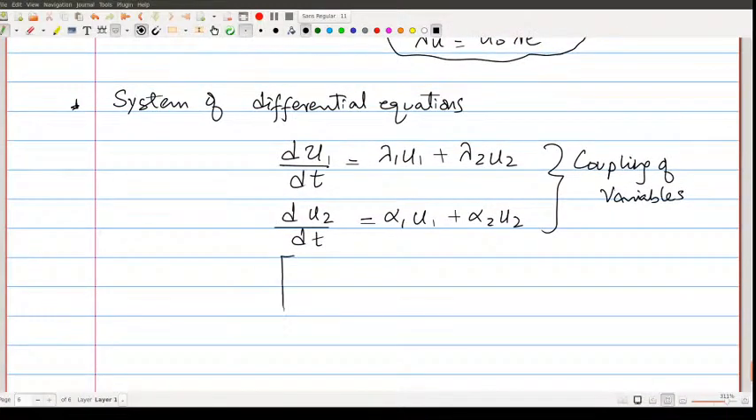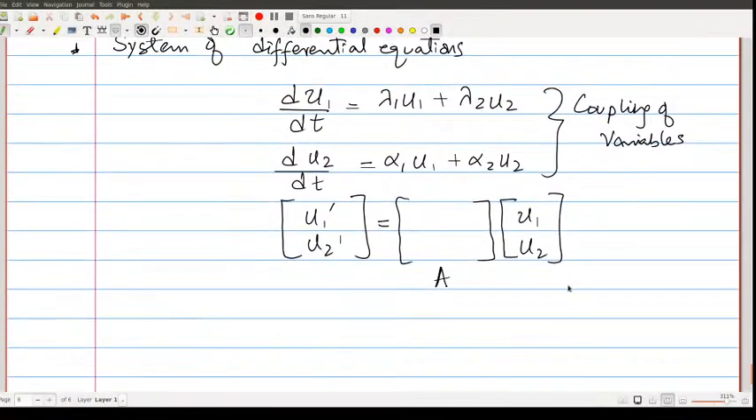I can say that u1 prime and u2 prime is equal to some matrix A being multiplied by u1, u2. So I can view this vector as u, and then this as a vector differential, so taking the derivative of this vector gives us this vector u prime. And then how do I fill up this matrix A such that I have both of these equations satisfied? So the first row is lambda 1 and lambda 2, so we have the first equation satisfied, and then alpha 1 and alpha 2.